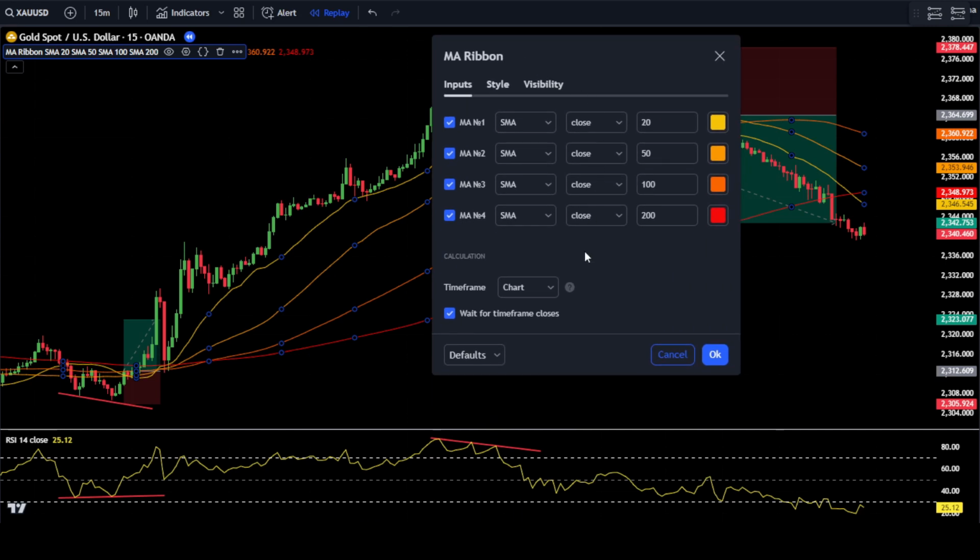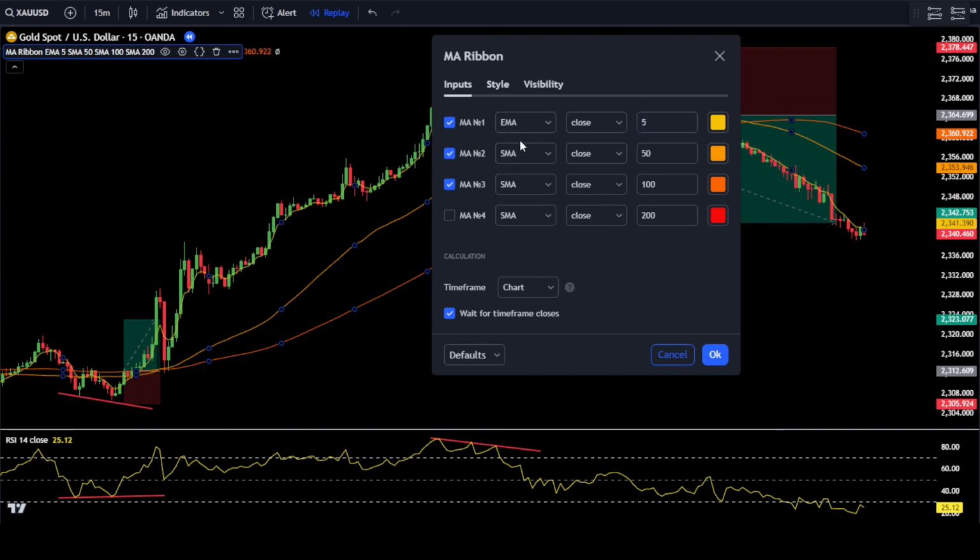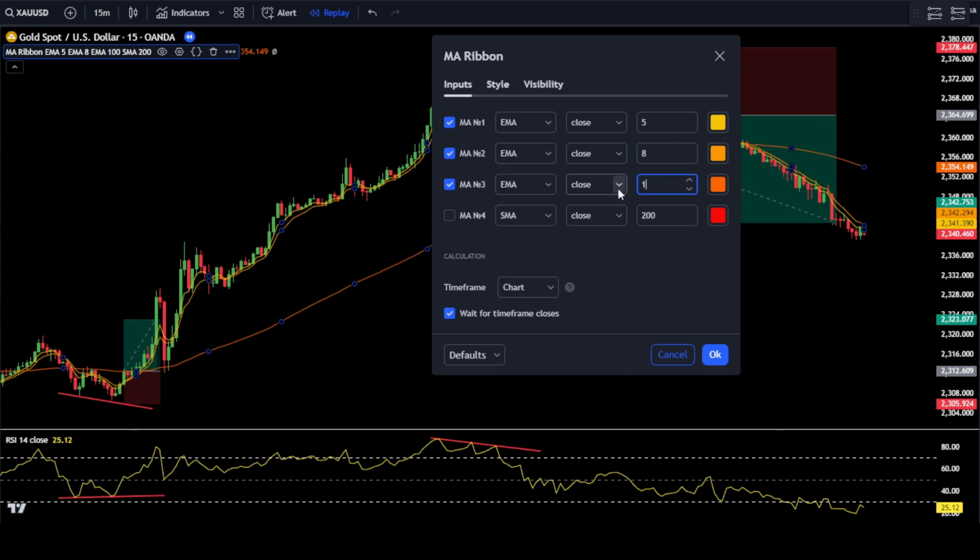In the input tab, uncheck MA number 4. Then change MA number 1 to EMA and set the EMA length to 5. Next, change MA number 2 to EMA and set the EMA length to 8. Finally, change MA number 3 to EMA and set the EMA length to 13.